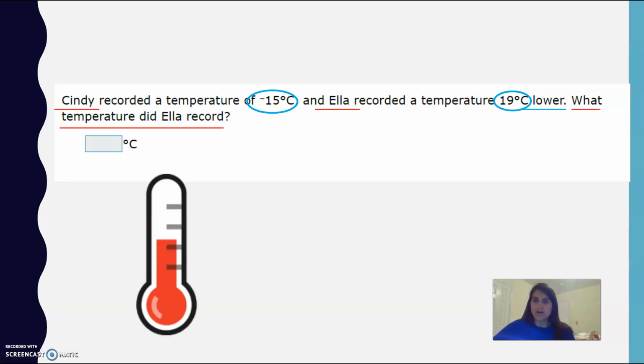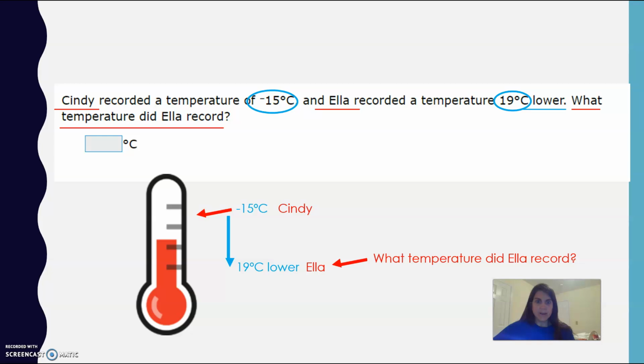So here's our picture of our thermometer again. We're going to start out with Cindy. She's our starting temperature at -15 degrees Celsius. And then we know Ella recorded a temperature that was 19 degrees Celsius lower. We don't know where exactly that is on the thermometer, but we just know it's lower than Cindy's temperature. So we now have to figure out what temperature was that Ella recorded. What temperature is 19 degrees lower than Cindy's?